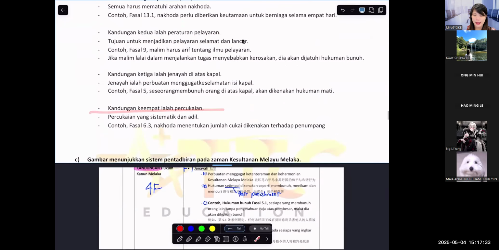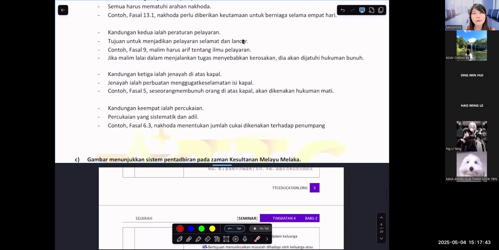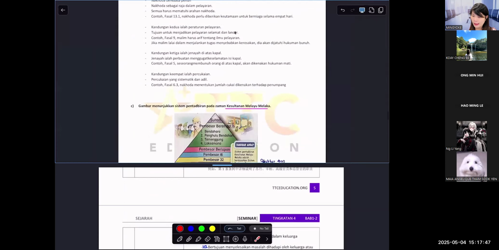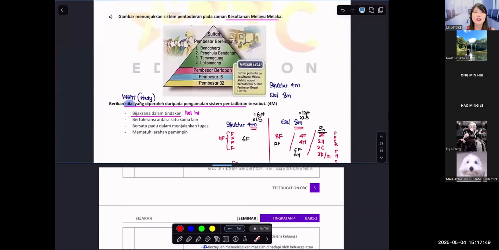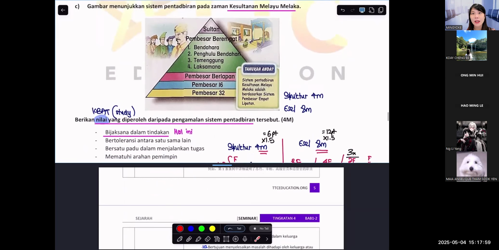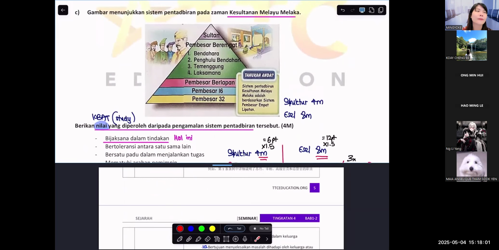Akhirnya, you can say kandungan keempat ialah percukaian. Akhirnya, percukaian yang sistematik dan adil harus diamalkan. So all this is in your point. Last one is your KBAT, guys. C is your KBAT. Always A and B is your fakta soalan, am I right? Correct? A and B is your fakta soalan, am I correct? Then C is your KBAT.